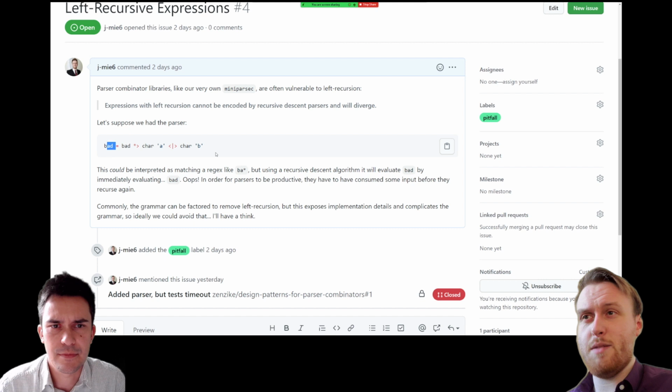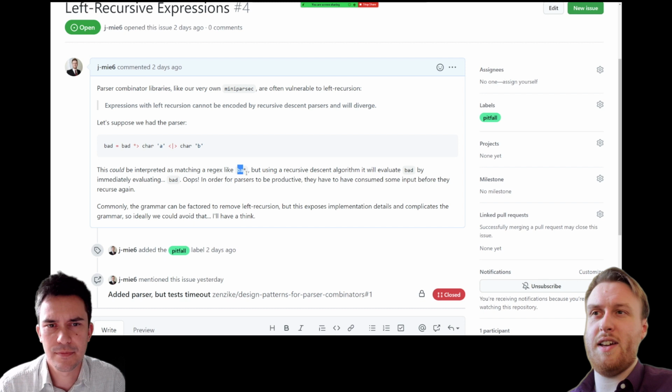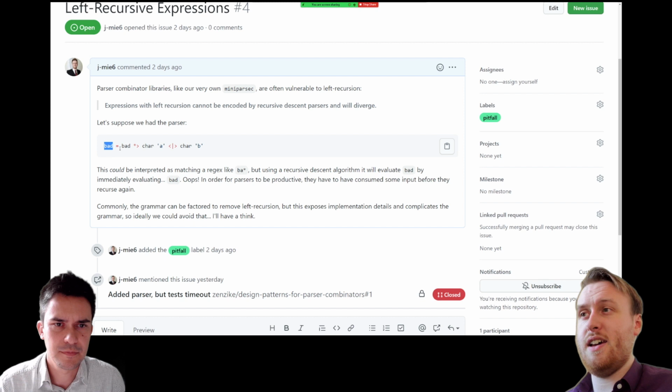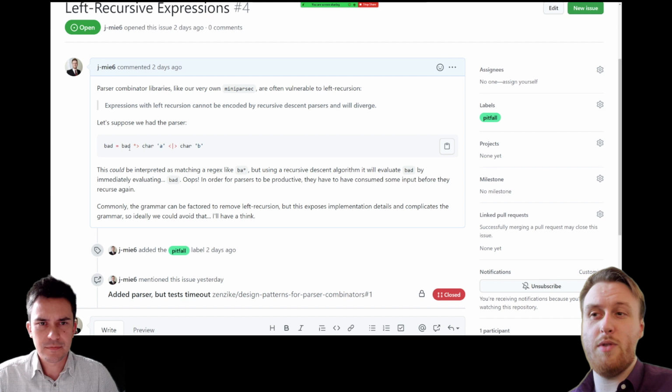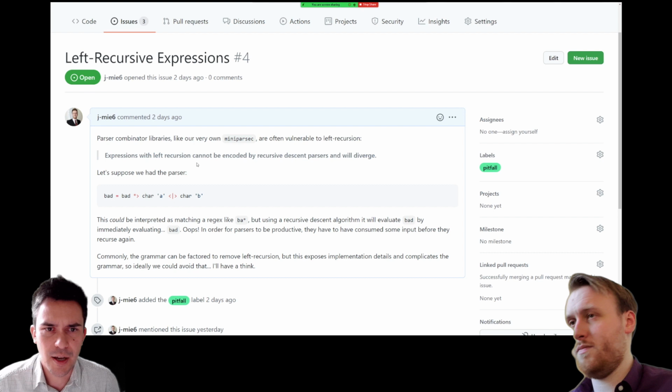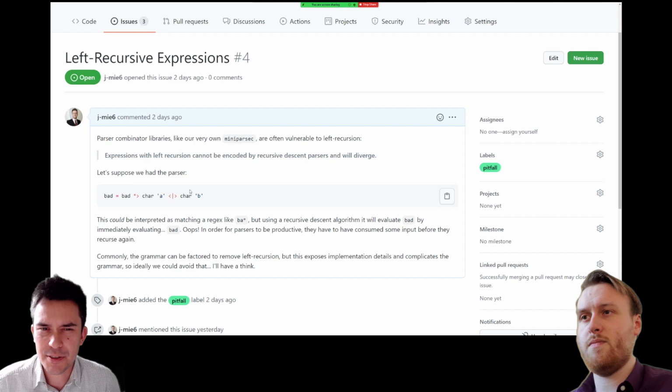If you imagine this is a BNF, this would represent something like BA star. But it doesn't work for parser combinators. So if you see here, we've got bad equals bad, then blah, blah, blah. The problem is, in order to evaluate bad, you have to evaluate bad, and then bad, and bad, and bad, and so on, and you'll never make any progress. Okay, so if that bad had been on the right-hand side, so it's something like char A, char B, then bad recurse, that might have worked. Yeah, so that's the sort of idea.